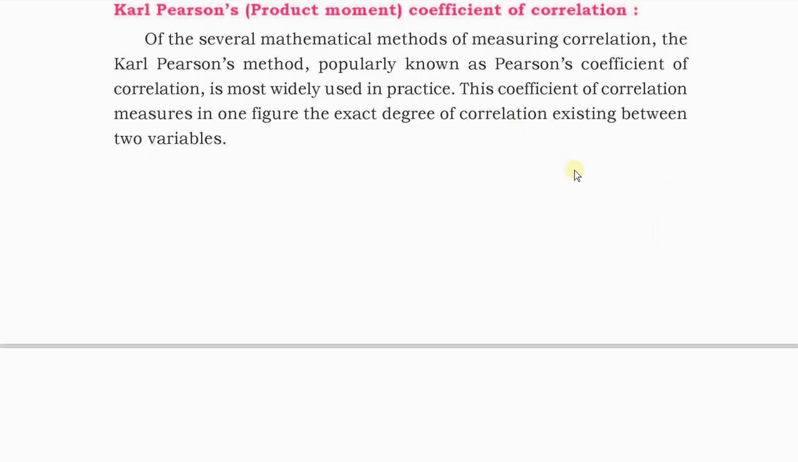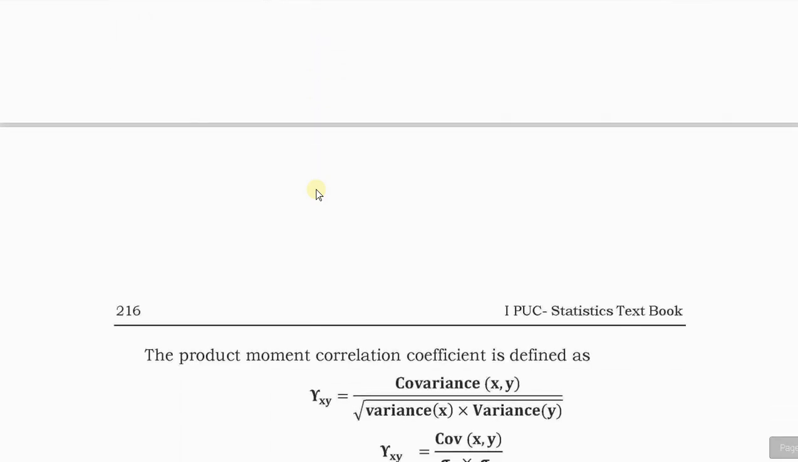This coefficient of correlation measures in one figure the exact degree of correlation existing between two variables. So using Karl Pearson's correlation, we can obtain the exact degree, whether it is higher degree positive or higher degree negative, or lower degree positive or lower degree negative, or whether it is perfect negative or perfect positive. All these questions can be answered using Karl Pearson's method. So let us look at the formula here.